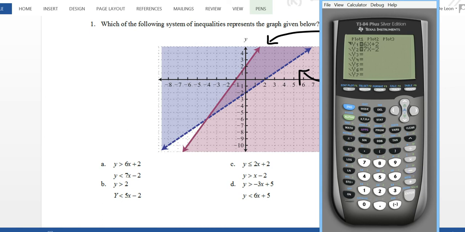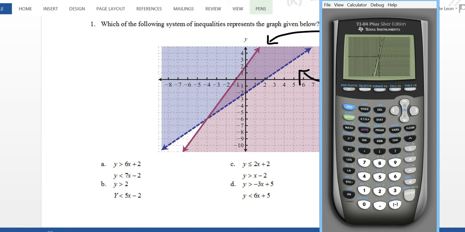My second inequality has a symbol of a less than, which means that I'm going to go all the way to my left in y equals. And now the triangle that I need to use is the one on the bottom for a less than. Okay, so I have both of my inequalities for answer choice A typed in. And now I'm just going to simply press graph. So there's my first inequality, and there is my second inequality.